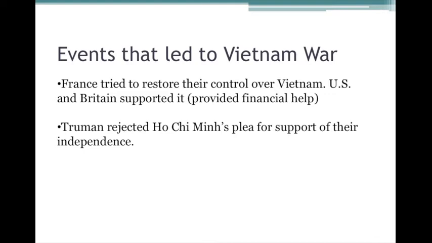Both the U.S. and Great Britain will provide financial help because the U.S. and Great Britain were allies of France. And they also did not want Vietnam to become communist. Ho Chi Minh, who was seeking Vietnam's independence from France, went to the U.S. for support, which Truman, who was president at the time, rejected.